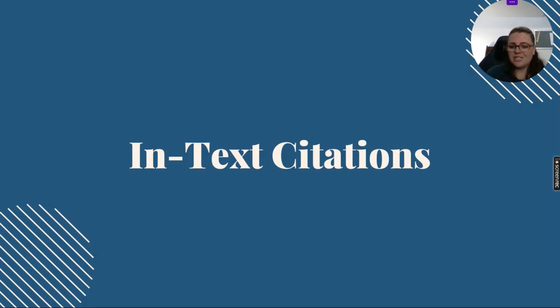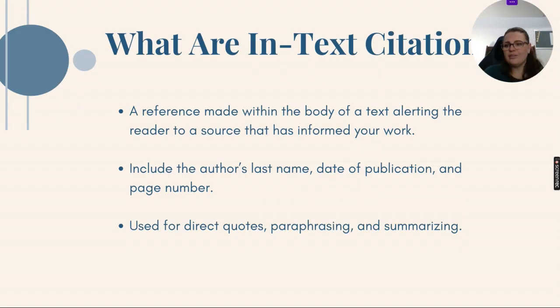So let's look at in-text citations a little bit closer. What are these? An in-text citation is a reference made within the body of a text alerting the reader to a source that has informed your work. You need to be including the author's last name, the date of publication, and the page number. If any of these are missing, you will need to look at either the APA style book or the APA citation manual to see how to create an in-text citation that still gives credit to the source without those pieces of information. You are using in-text citations for direct quotes, paraphrasing, and summarizing. So anytime you are using not your own thoughts, you need to provide an in-text citation.